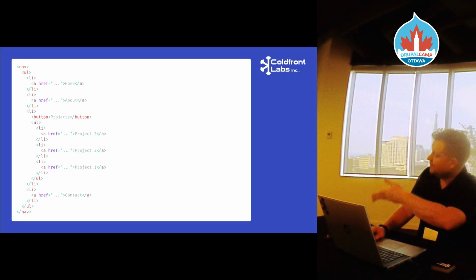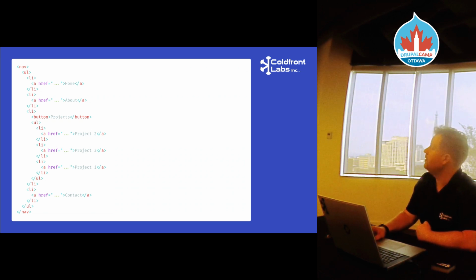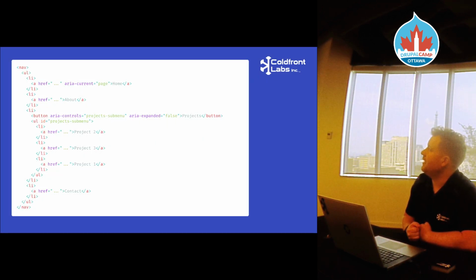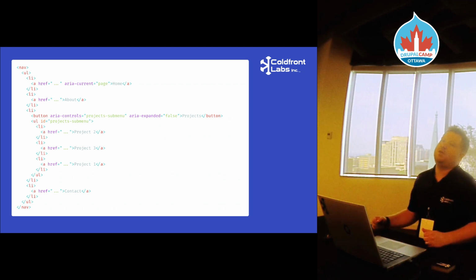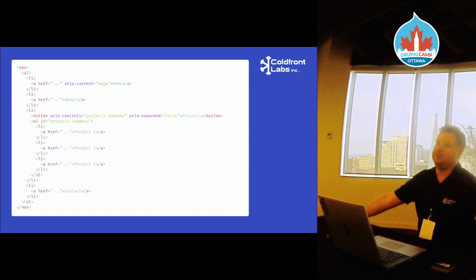So we have our standard markup, and we will add our ARIA roles and attributes that are needed. We have our ARIA current page on the home page, because we'll just pretend we're on the home page. We have our ARIA controls for the project submenu, and we've given our UL an ID of project submenu. And we're going to start with our menu collapsed, so ARIA expanded would be false. As far as accessible markup goes, you are now done. Your menu is now accessible from a markup standpoint.